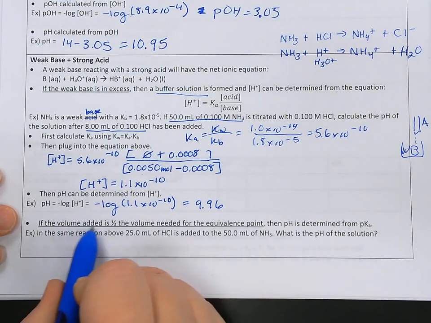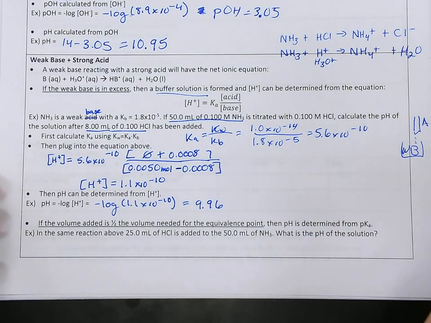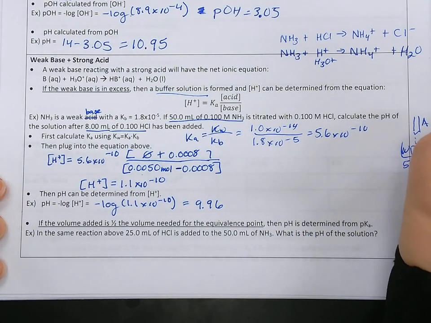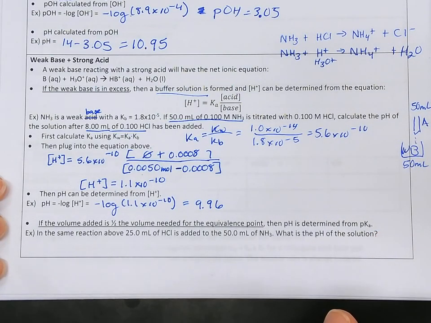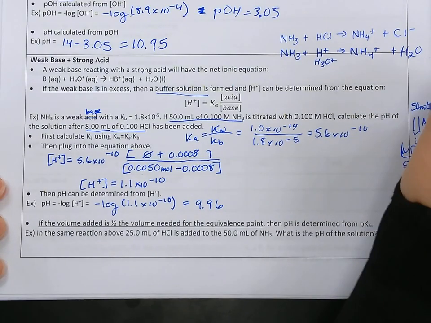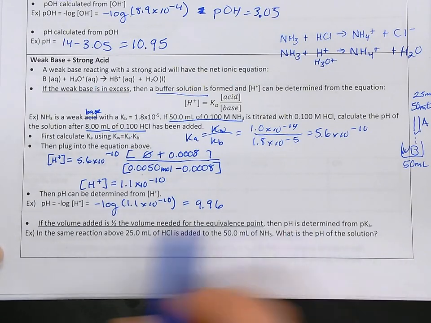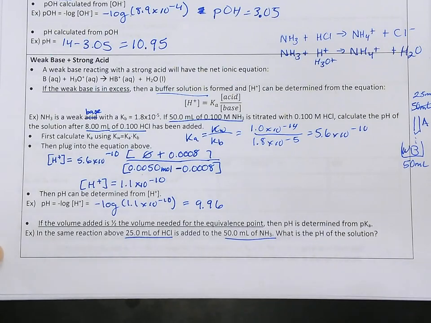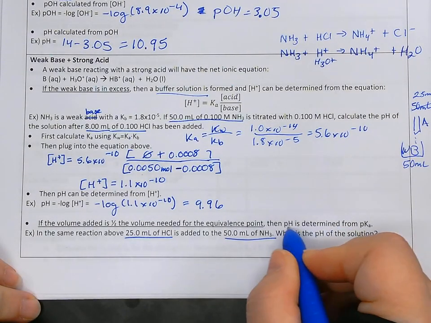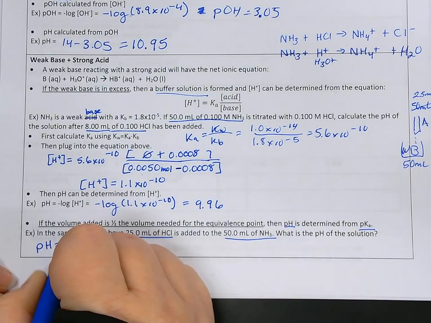Now again, if the volume added is half the volume needed for the equivalence point, then pH is determined from pKa. Well, we've got 50 milliliters of our base, so we would need 50 milliliters of our acid at the equivalence point. So half of that would be 25 milliliters, and that would create this situation. So in the same reaction, 25 milliliters of acid is added to 50 milliliters of base. We've got half the equivalence point, so we can determine pH from the pKa. So at this point, pH equals pKa.